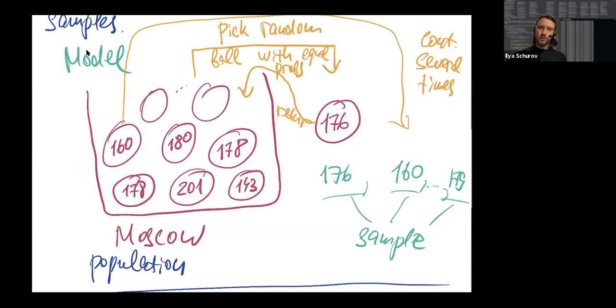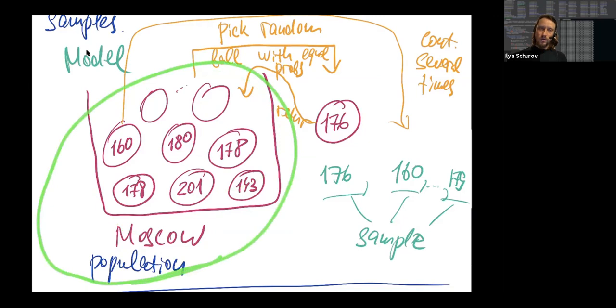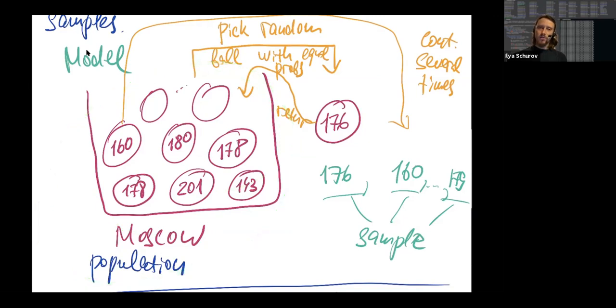For example, we can try to estimate the population mean, so the mean height of all citizens of Moscow, by looking at the sample. This is actually quite reasonable due to the fact that all elements here have equal chances to enter our sample, we can expect that our sample, in fact, is representative. It means that we have different people in this sample of different ages, of different sexes, of different educations, and so on.